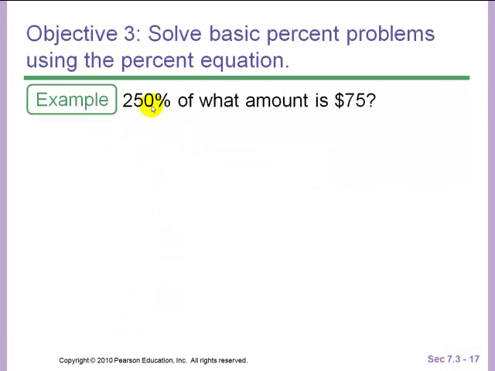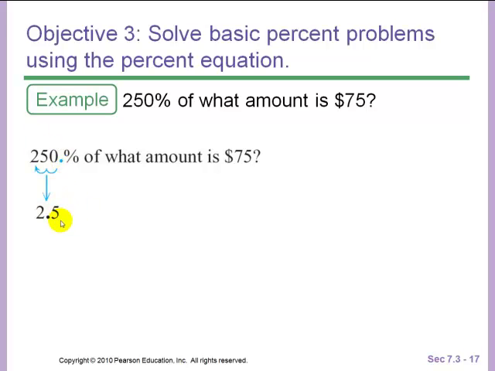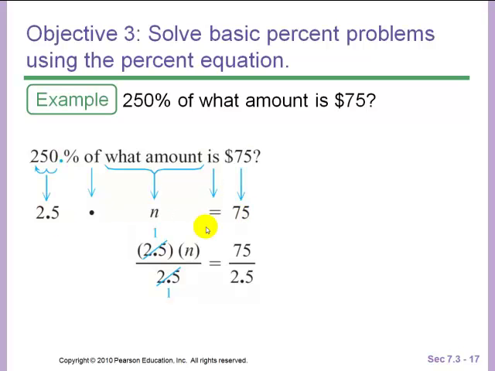250% of what number is $75? So 250% is 2.5. In this case, I dropped the 0, but you could have it there if that makes it easier to see where it came from. Of is multiplication. What number is equal 75? Divide both sides by 2.5, and you get n equals 30.